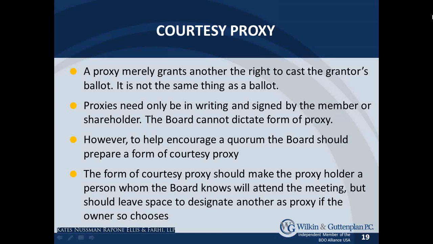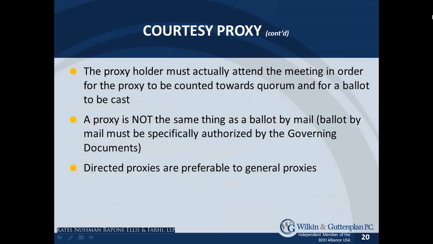And we talked about this earlier, the form of proxy should make the proxy holder a person who the board knows will attend the meeting, but it should leave space for someone to designate someone else if they don't like that person. So you have a contentious election, and you make the board secretary the default proxy holder, and that person's not running, but it's contentious. Some people may not trust the board secretary. They might want to write in someone else to be the proxy holder, which is fine, but that person has to then attend the meeting for it to be a valid proxy, which I say in this bullet point.